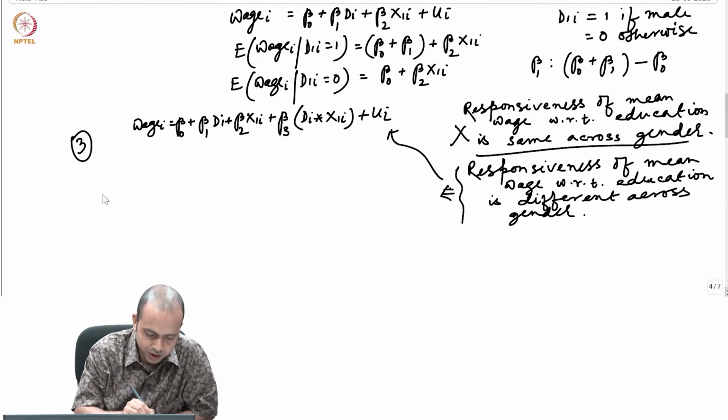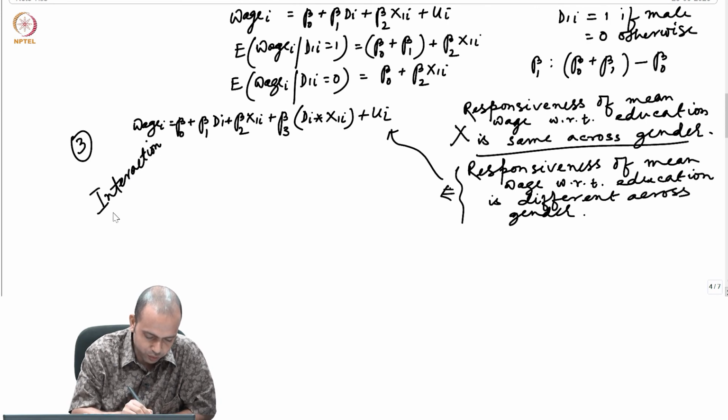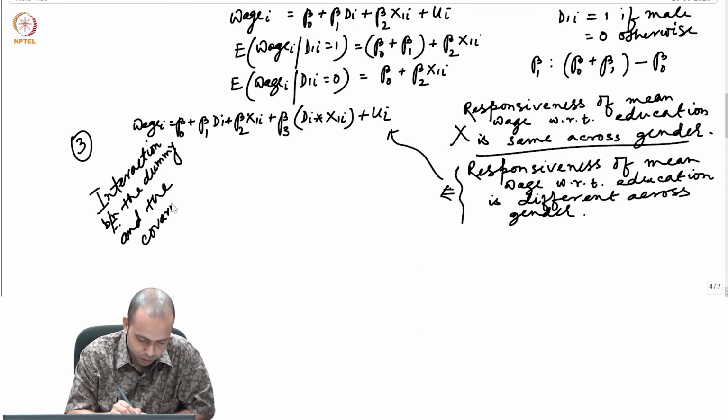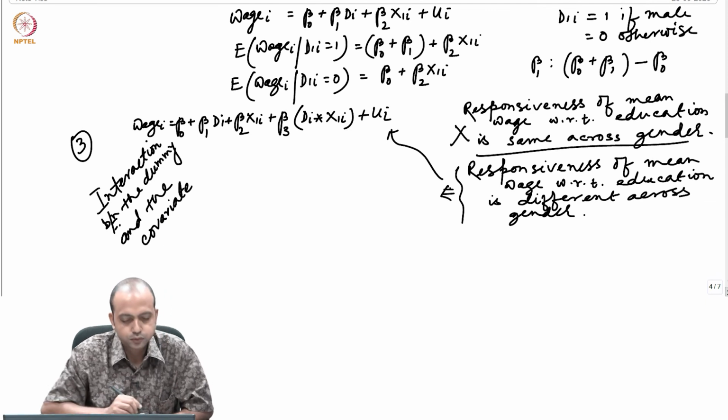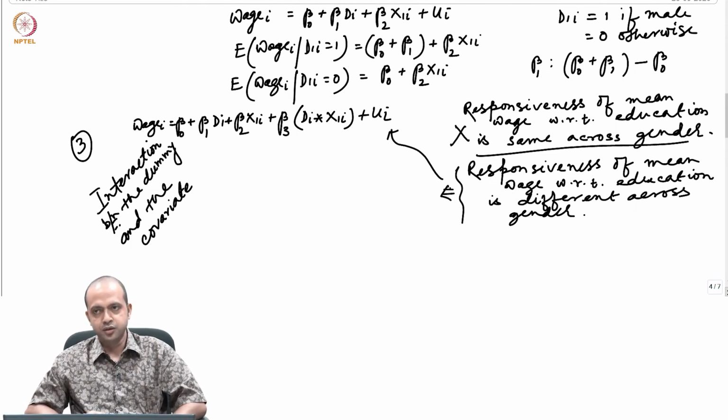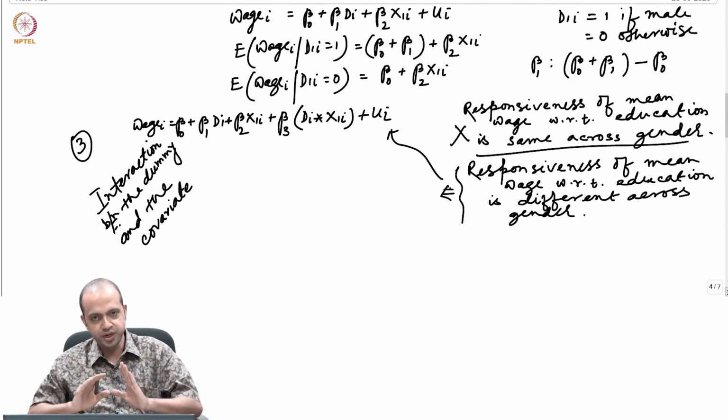Model 3 basically makes an interaction between the dummy and the quantitative variable, or the covariate. Okay, that is model 3. So, 3 models we have discussed. Okay, this is how we have to design our variables.